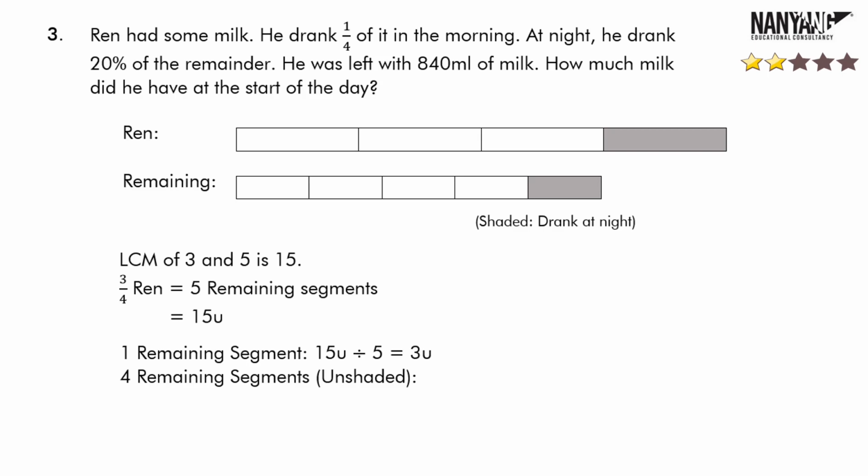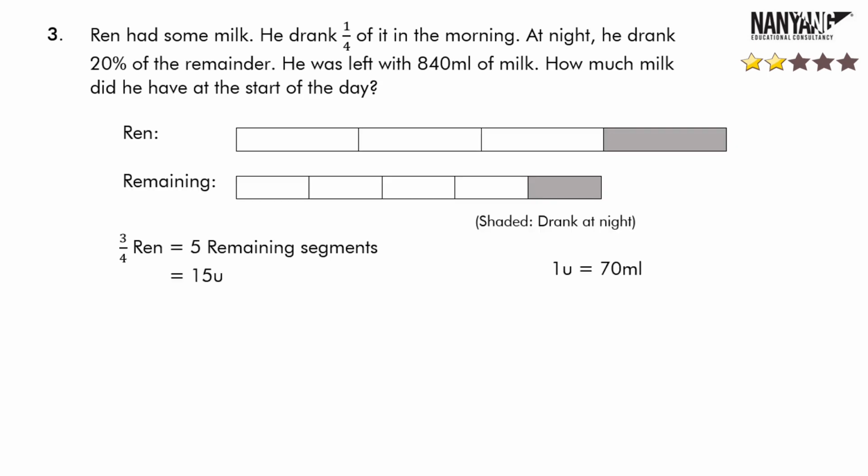So now we can find out how much remaining milk was there in terms of units. This is the 4 remaining segments that are unshaded, which is 3 units times 4, 12 units. And as the question tells us, this is 840 ml. As such, we can find out that 1 unit equals to 70 ml. Now with all this information, we can find out how much milk Ren had at the start of the day.